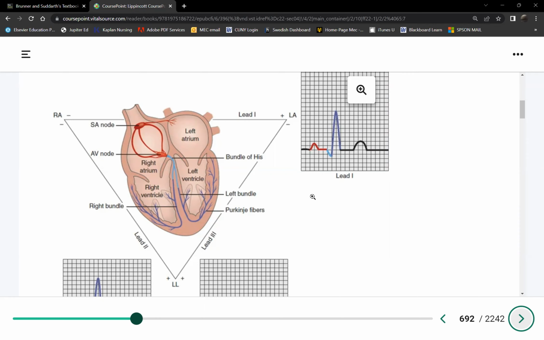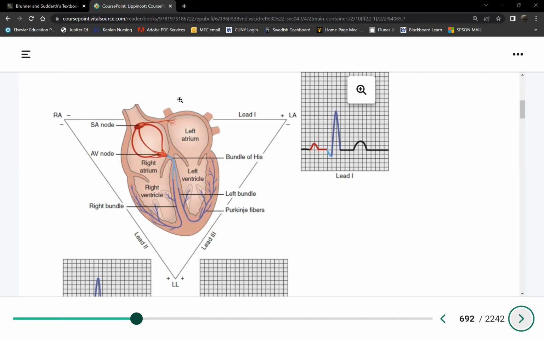So therefore, looking at this, if the electrical impulse is passed from the SA node to the AV node and then to the left and right bundle of His, which direction is the electrical conduction going? Is it straight down or toward my left foot? Toward my left foot. Now, which lead is parallel to that electrical conduction pathway?